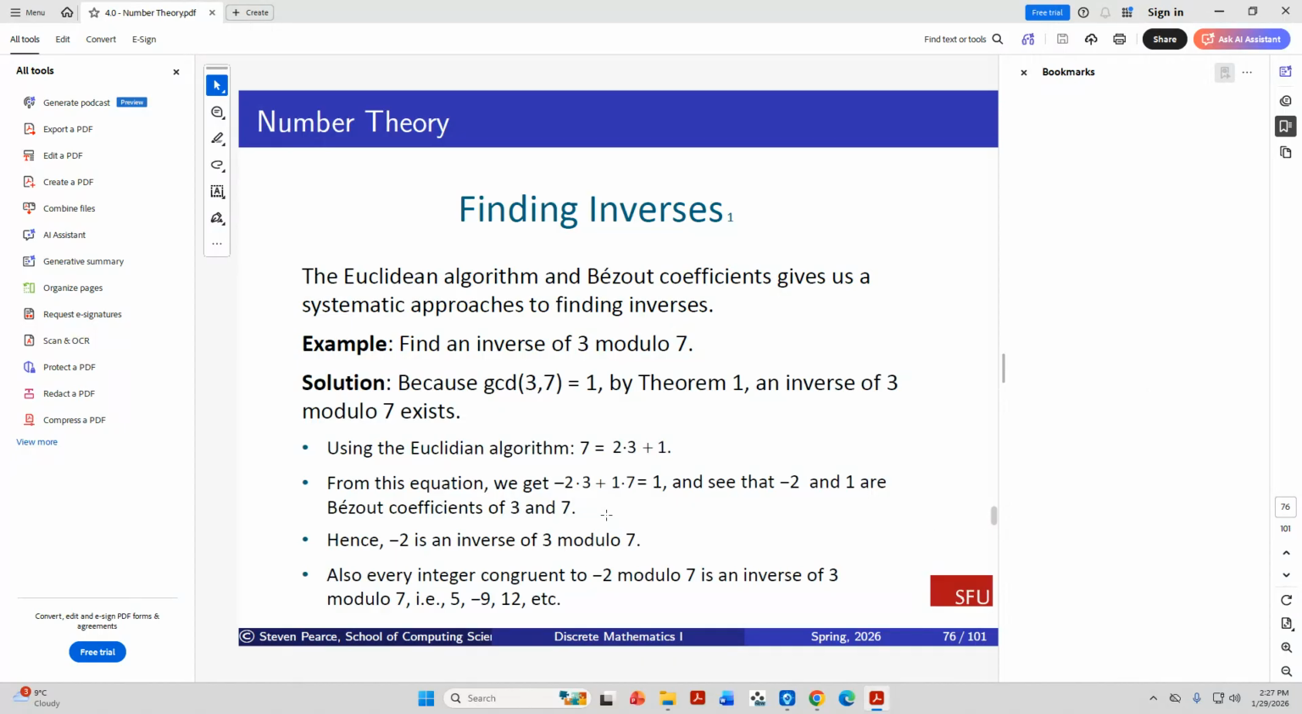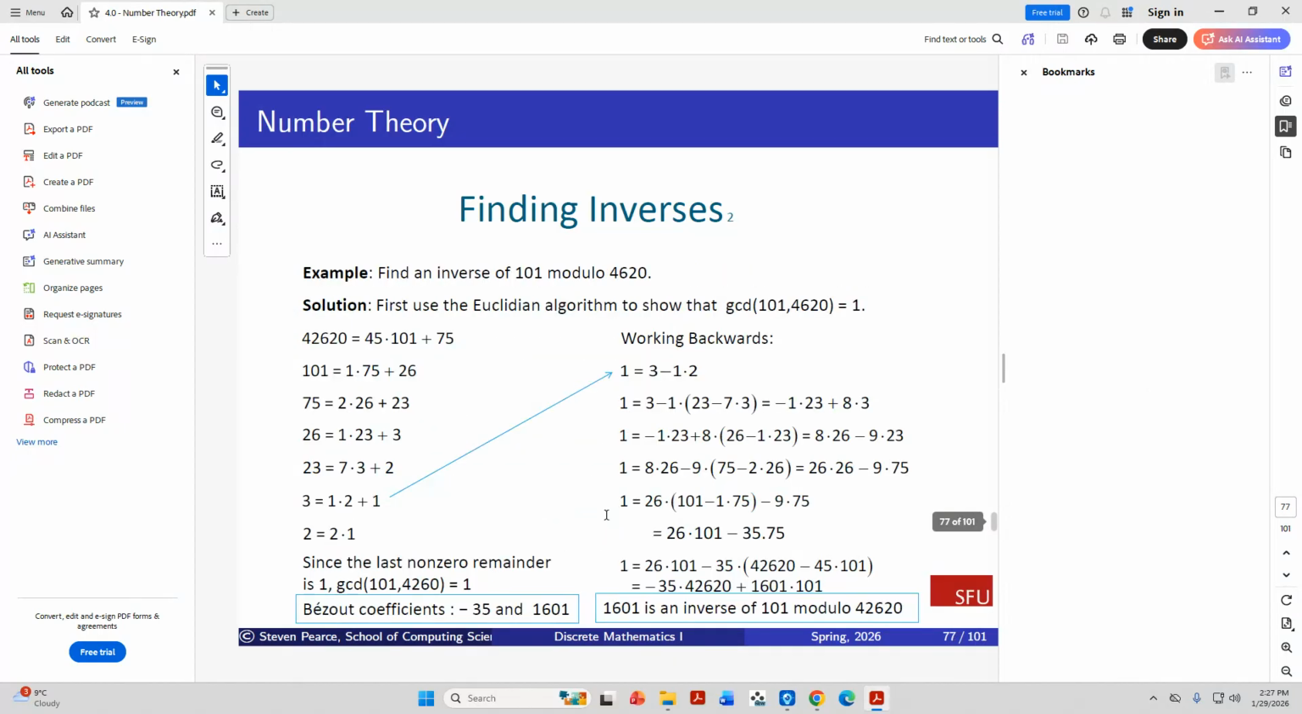So that's that. It's pretty straightforward. Make sure you understand that. So find an inverse of 101 modulo 4620. That's different. Now we have to do the Euclidean algorithm, where we get down to, since the last non-zero remainder is 1, that's what we're looking for. GCD of 101 and 4620 is 1. Okay, Bezout's coefficients, therefore, are minus 35 and 1601.